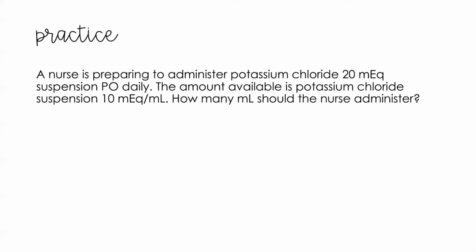Okay, so again, our formula is dose ordered divided by dose on hand times volume. So if you're using formula math, however, dimensional analysis works just as well. So when we analyze our order versus what we have on hand, we do not need a conversion. So our formula will be 20 milliequivalents divided by 10 milliequivalents, dose order divided by dose on hand, times volume, which is 1 milliliter. That comes from the concentration, 10 milliequivalents in every 1 milliliter. The answer is 2 milliliters.